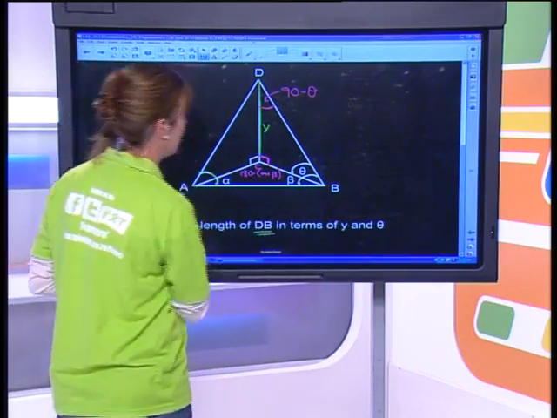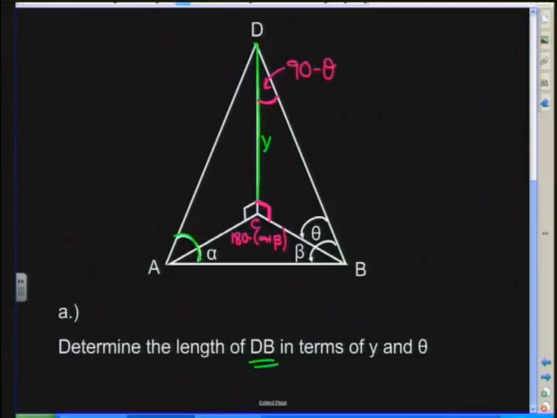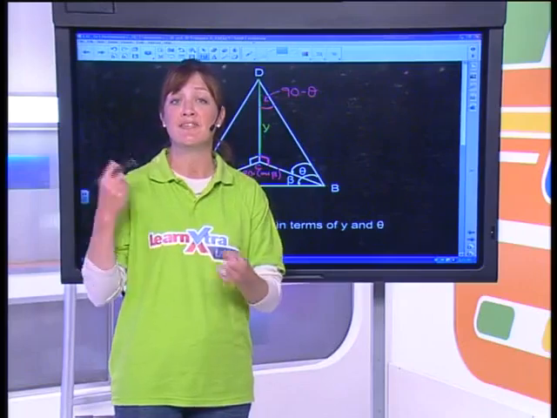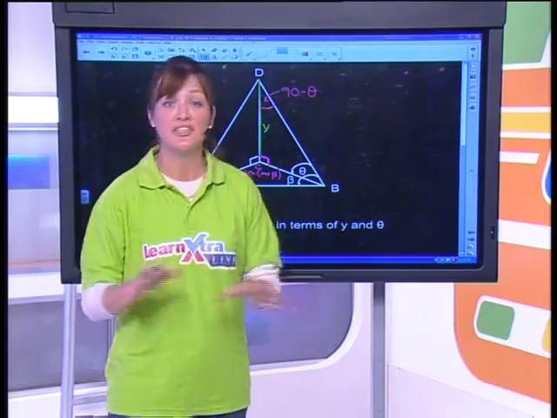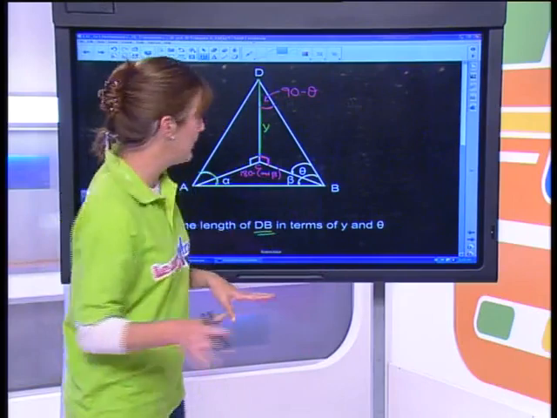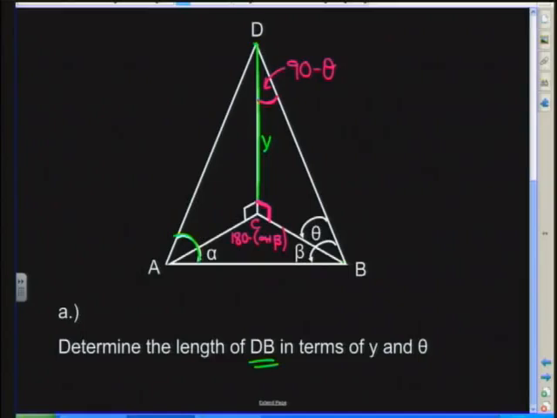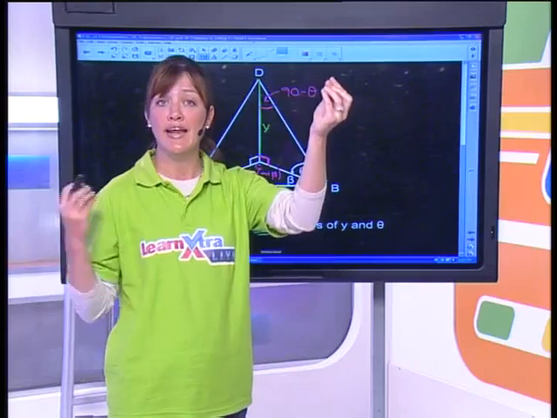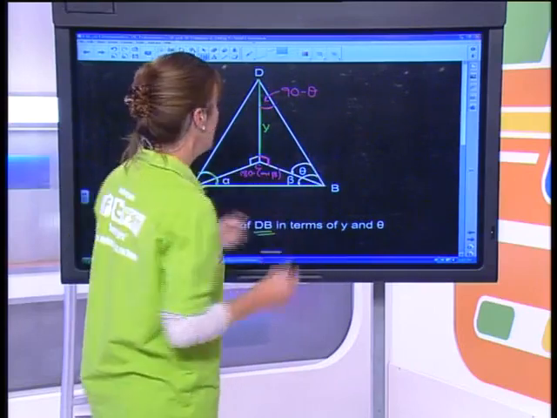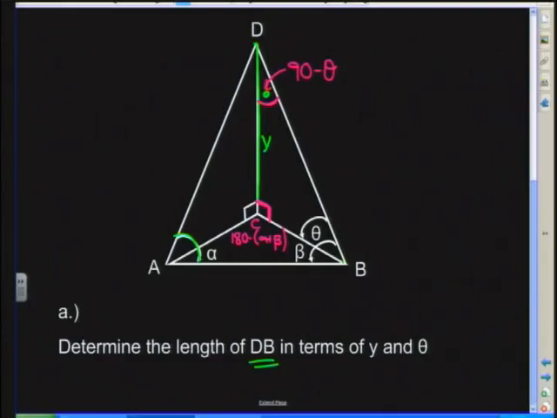They want us to determine the length from D to B, and they want us to do it in terms of y and theta. You'll notice that in this question there are no numbers. Everything is just in terms of symbols, but that's fine. We're just going to apply the rule as we know. I'm trying to find the length from D to B. The first thing you ask yourself is, do I have a pair of a known angle and its opposite side? Well, because you found this angle over here, that was what we did earlier.